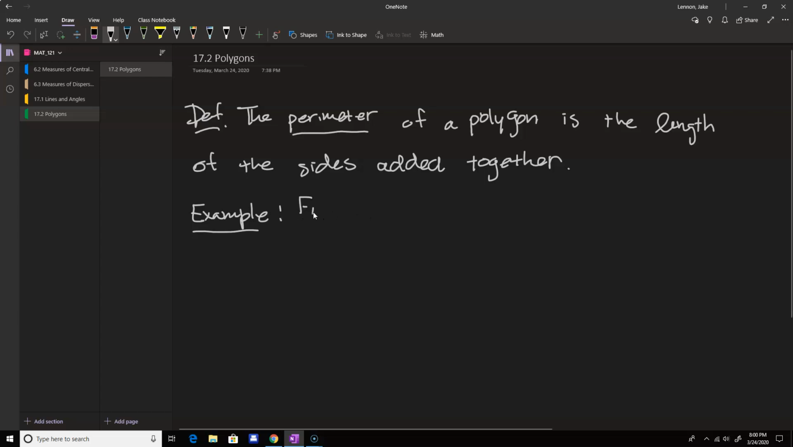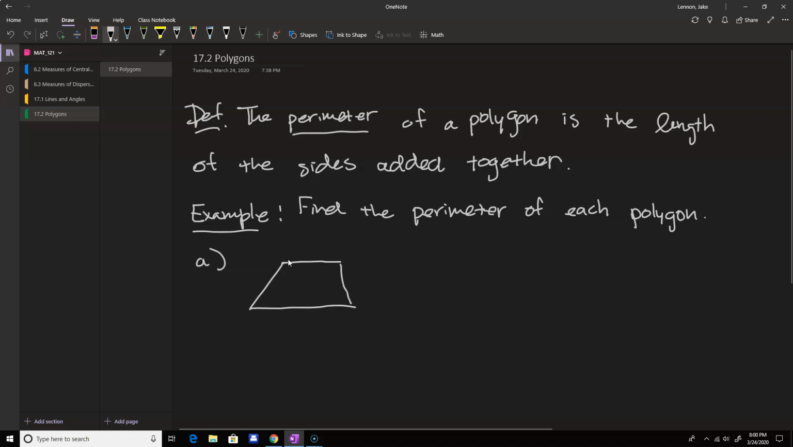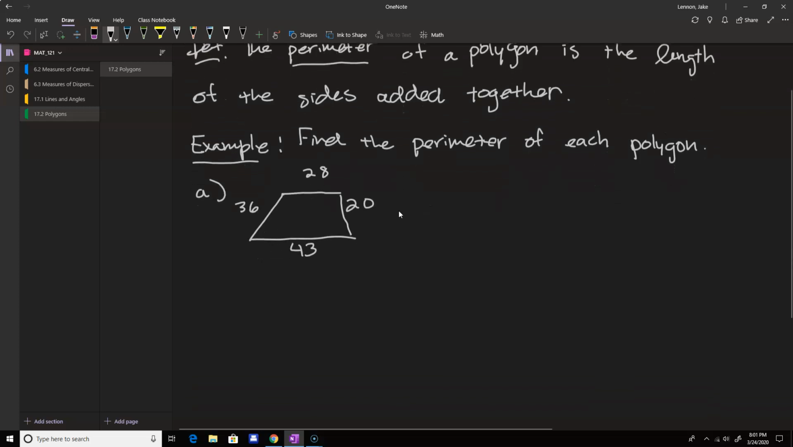So let's say find the perimeter of each figure, or of each polygon. So let's say we have some, maybe this is a trapezoid. It doesn't really matter so long as you know all four lengths. So let's say this is 36 over here. We've got 28 on top, 43 on bottom, and let's say 20 on this side. Whatever your unit of measurement is for the side lengths, the perimeter is also a length. So if these were all measured in feet, the perimeter would also be measured in feet.